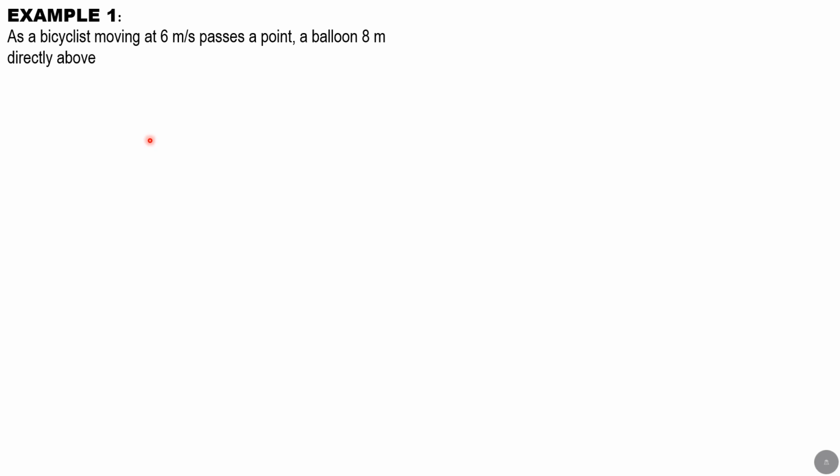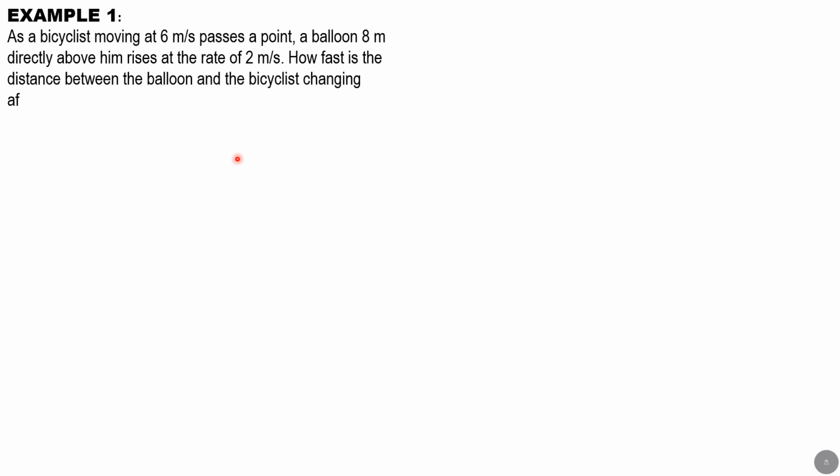So in this part, we'll just consider two problems on time rates. This is the first. As a bicyclist moving at 6 meters per second passes a point, a balloon 8 meters directly above him rises at the rate of 2 meters per second. So how fast is the distance between the balloon and the bicyclist changing after 3 seconds?